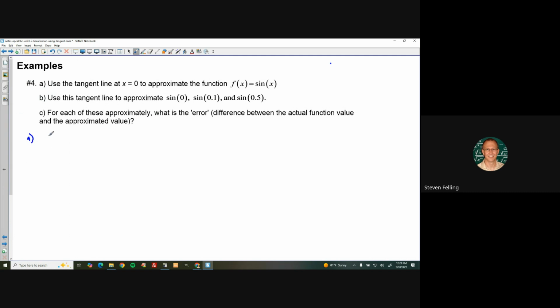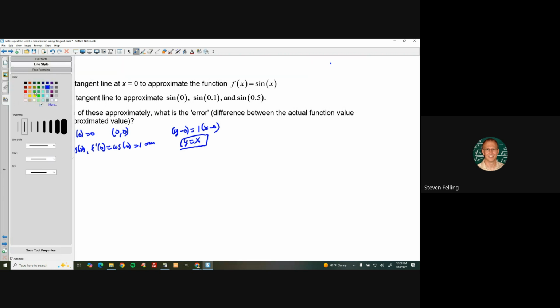let's see, we need f at 0. So if I plug 0 in, the sine of 0 is 0, so the point is x is 0, y is 0. I'm going to need the derivative. So the derivative in general is the derivative of sine is cosine of x. The derivative at x is 0 is cosine of 0, which is 1. And that's going to be the slope of the line. So it's y minus 0 equals the slope of 1 times x minus 0. And so that's just y equals x. This is the tangent line. Sine of x can be approximated with just the function x.